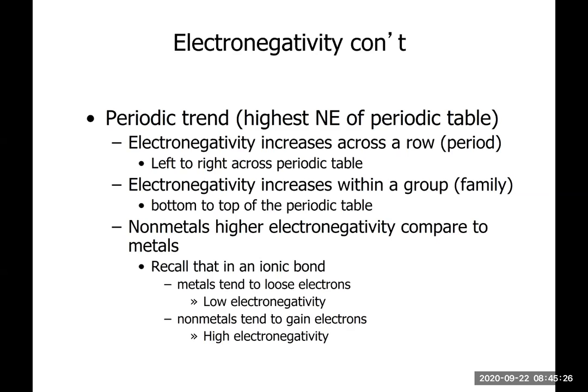Now, we've already discussed these points up here, but I want to talk about an ionic bond. Remember that in an ionic bond, metals lose electrons, and so they have a very low electronegativity. They give up electrons to get the electron configuration of the noble gas that's closest by. Nonmetals gain electrons to get the electron configuration of the noble gas that's closest by. And so nonmetals are going to have a high electronegativity, while metals are going to have a low electronegativity.